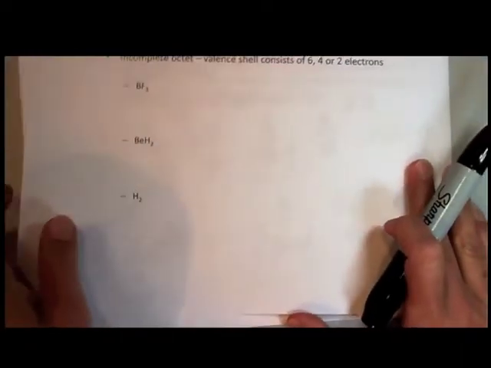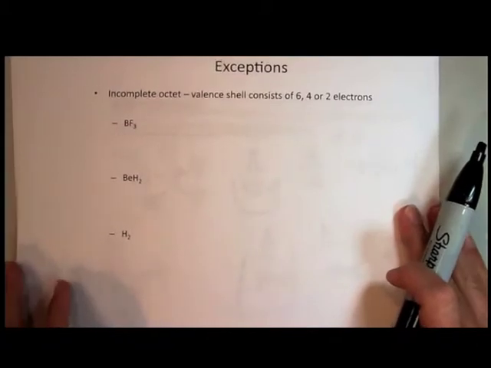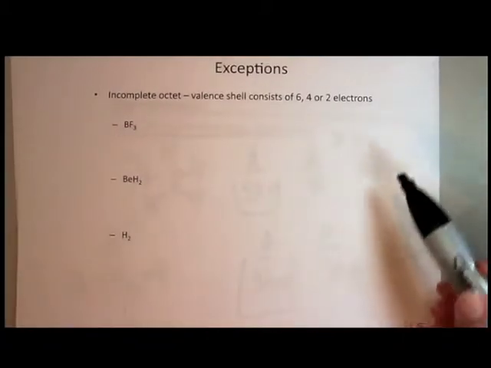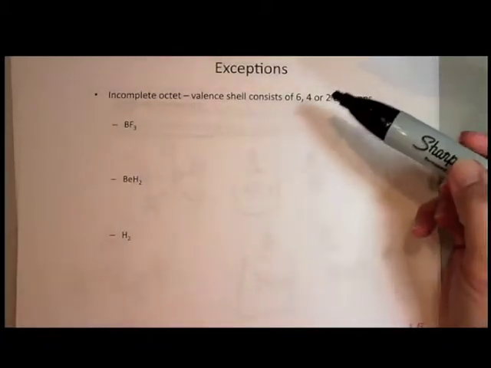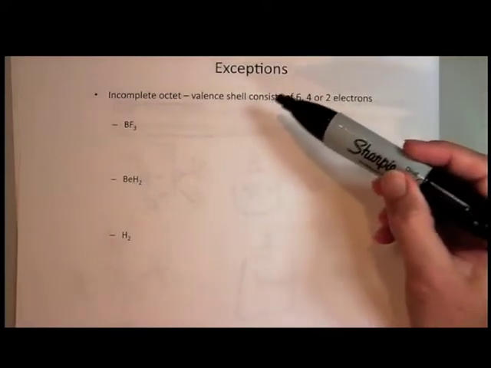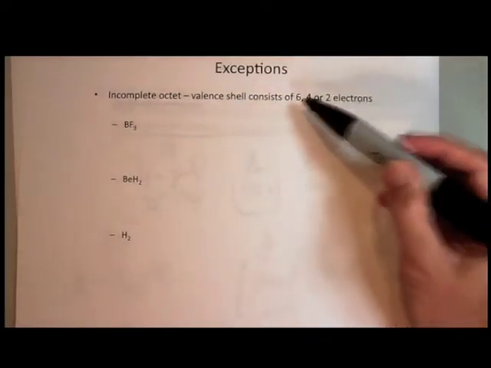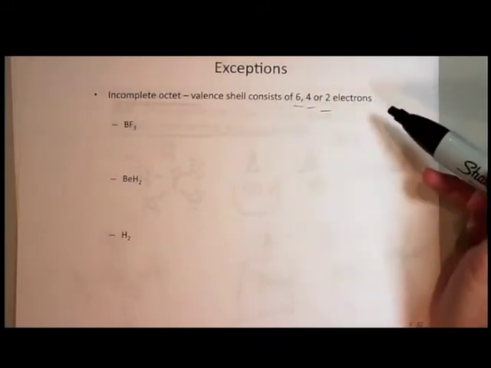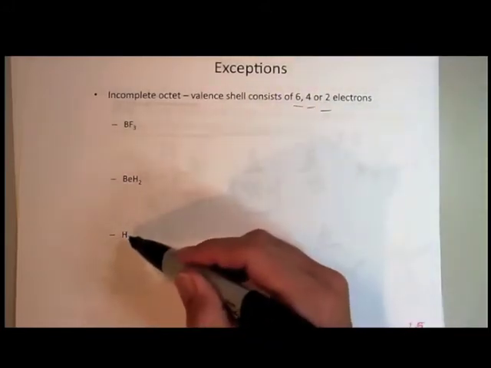There's another type of exception, and this is called an incomplete octet. Some smaller atoms, atoms of elements that are smaller, at the beginning of the periodic table, can be stable with 6, 4, or just 2 electrons. And we've already looked at the one exception of hydrogen.